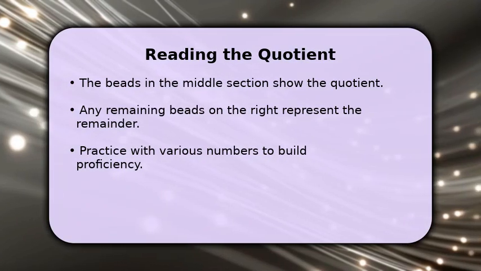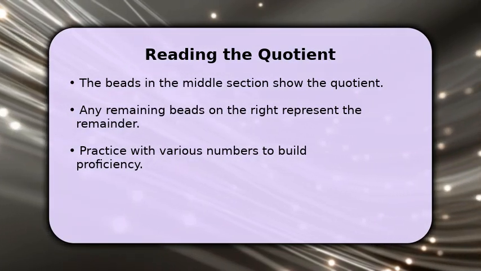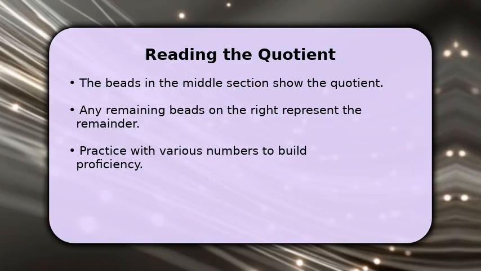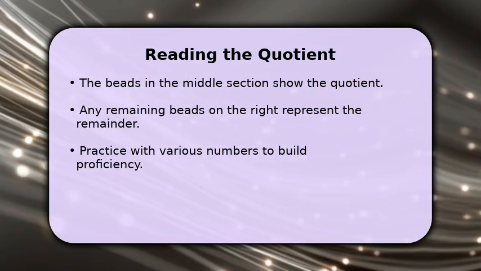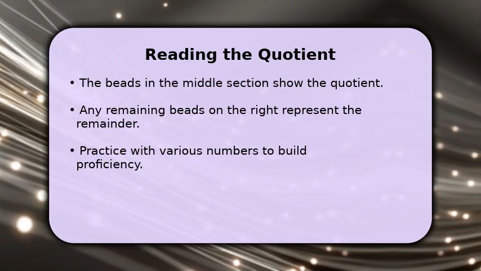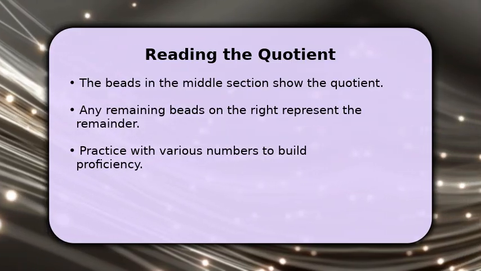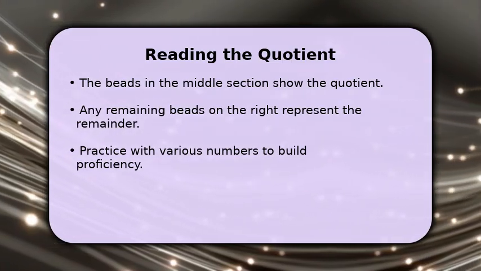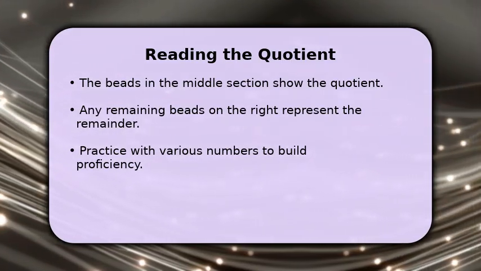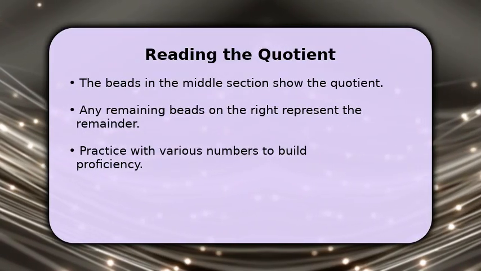Once you have completed all the steps, the number represented by the beads in the middle section of your abacus is your final quotient. If there are any beads left on the far right, that indicates your remainder. With a little practice, you will find that using the abacus makes division a very clear and intuitive process.